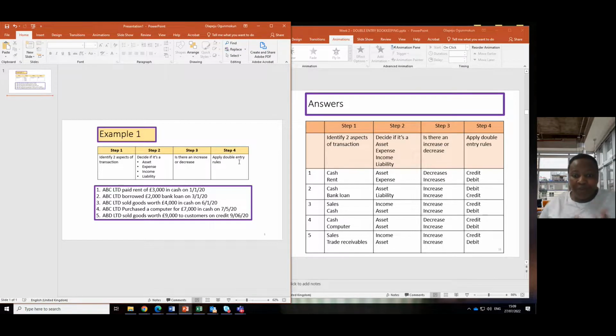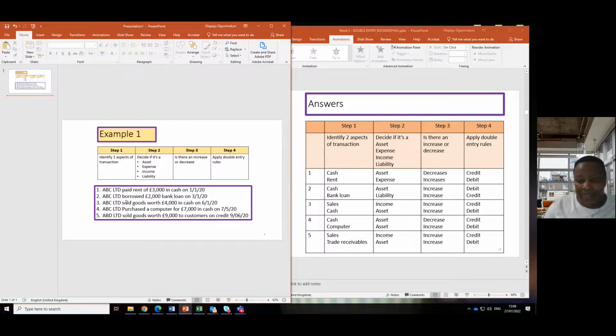Apply the double entry rule. If you remember, we said if there is an increase in assets we debit, but if there is a decrease in assets, we credit. So cash, which is an asset, has decreased. In this case, we're crediting it. We also said that an increase in assets, expenses or withdrawals is done with debits, but if there's a reduction, we credit. So in this sense, rent was increased, which is an expense, so we're going to debit it.